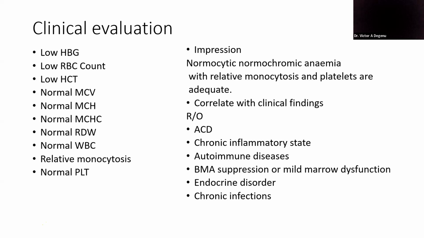Since we do not get any clinical information from the requester, we suggest it should be correlated with clinical findings. After correlating with clinical findings, you should rule out anemia of chronic disorder, chronic inflammatory states, autoimmune disease, bone marrow suppression or mild marrow dysfunction, endocrine disorder, or chronic infection. Are we all right with all these findings?